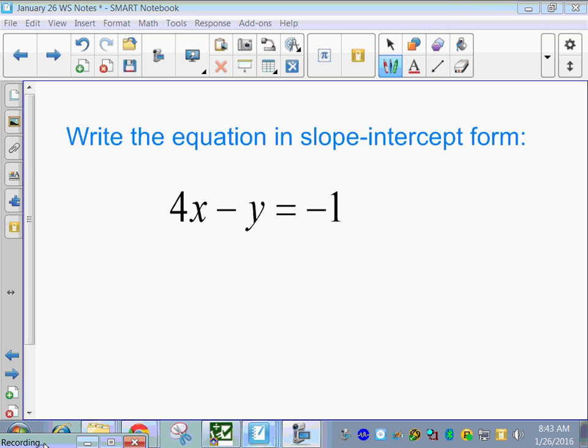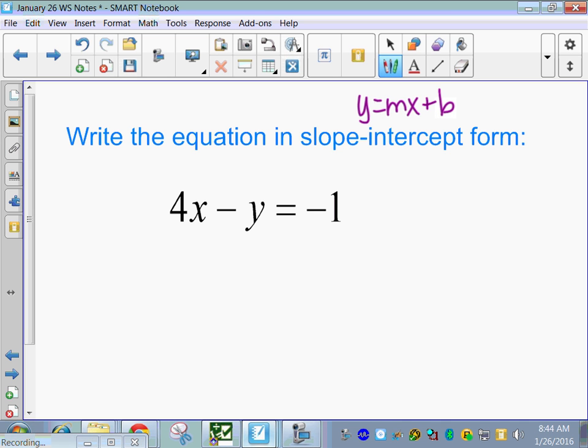4x minus y equals 1. Write the equation in slope-intercept form. Raise your hand if you know what slope-intercept form is. Good. It is. This is a very important equation. y equals mx plus b. m is the slope. b is the y-intercept.